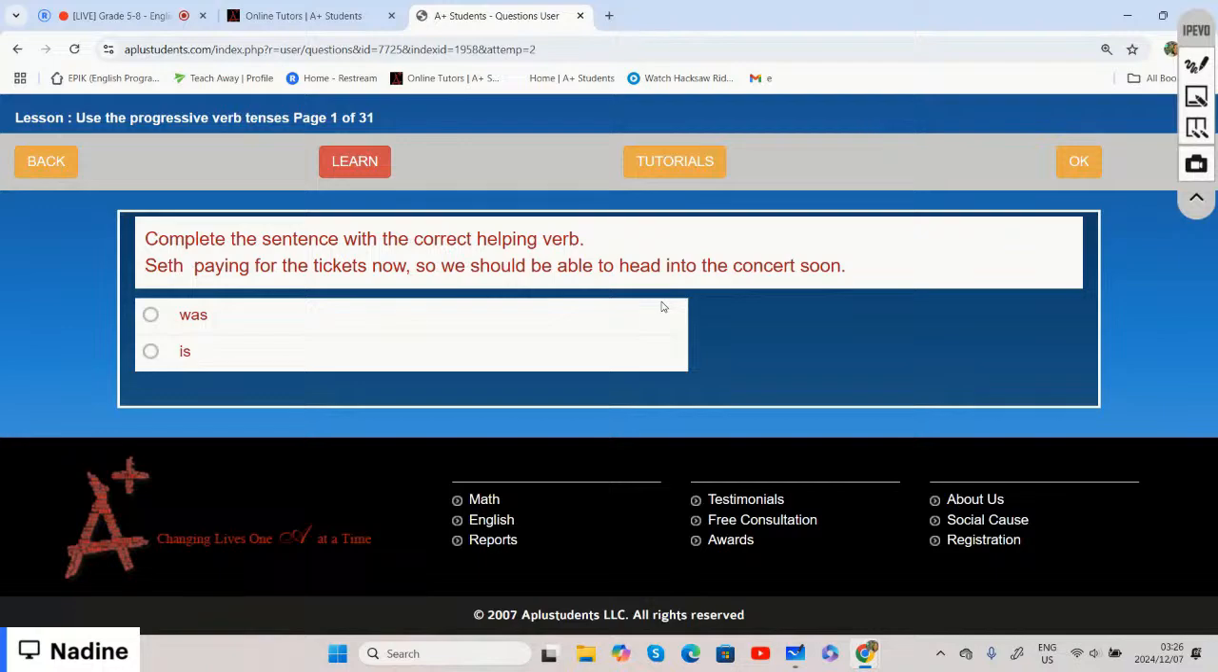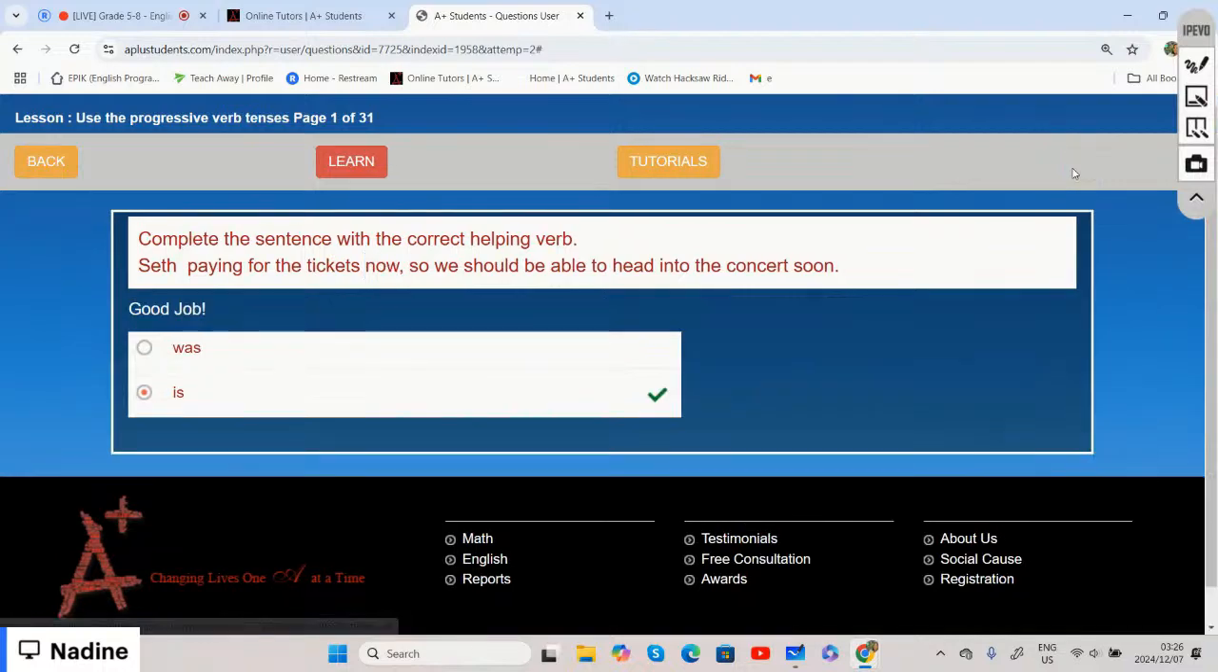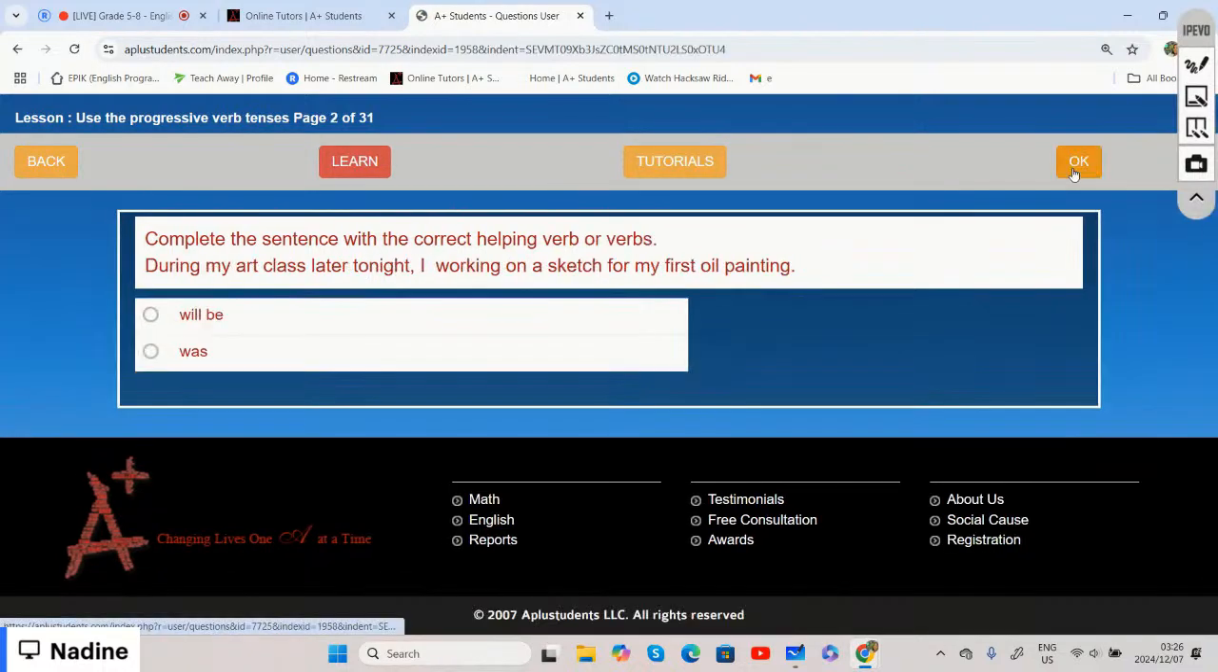All right, and if we were to select the correct option, especially since they're using the word now, it gives us the indication that it is in the present, so something that is happening now. So we say Seth is paying for the tickets now. Well done. Is. It shows that it is in the present tense. Well done. The next one says during my art class.